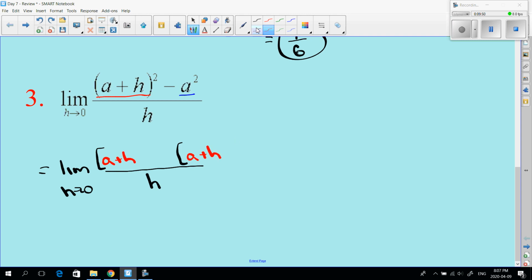Let me get my bracket set up here for you. Then I'll take the square root of a squared. Well, the square root of a squared would just be a. It would go to the back of each bracket. Don't forget, with the difference of squares, you need a plus and a minus between them.